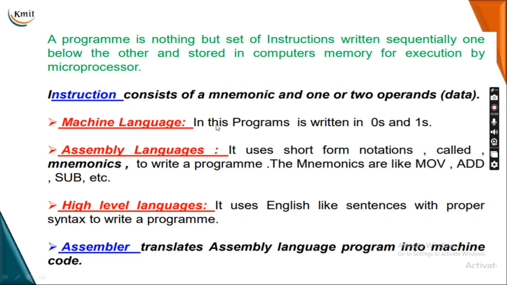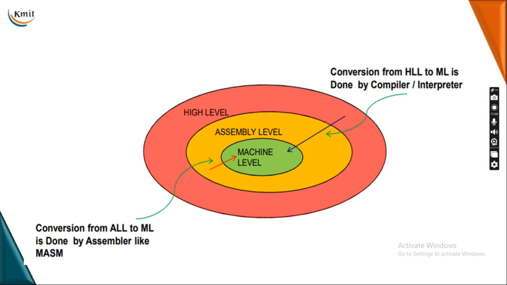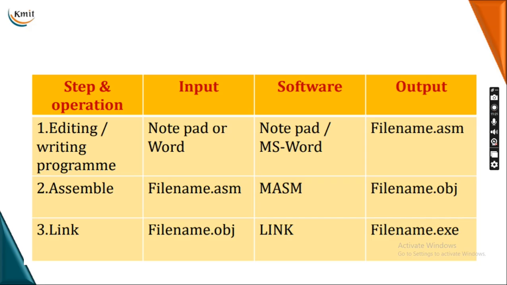High level languages, we have C, C++, Java, .NET. They use English sentences directly to write a program. What does an assembler do? It translates an assembly language program into machine code. So see here, this is the low level language. Assembly language is a medium level language, and high level languages are the absolute high level languages. So how will it work?